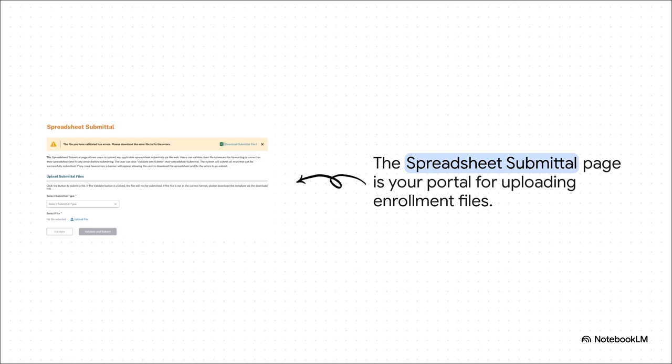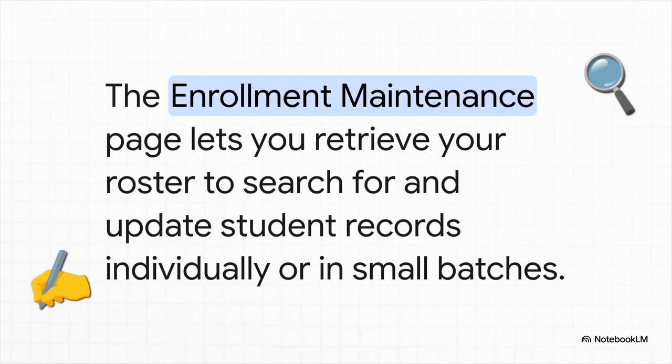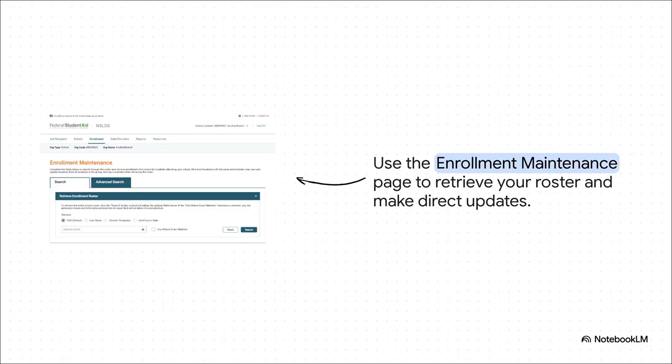This is the real deal, the spreadsheet submittal page on the NSLDS FAP site. It's super straightforward. You just pick your file, upload it, and it even helps you validate the data before you hit that final submit button. Now, your other main online tool is the enrollment maintenance page. This isn't for bulk uploads. This is for when you need to be a surgeon, to go in and make a precise update to a single student's record. Think of this page as your command center for those kinds of surgical strikes.